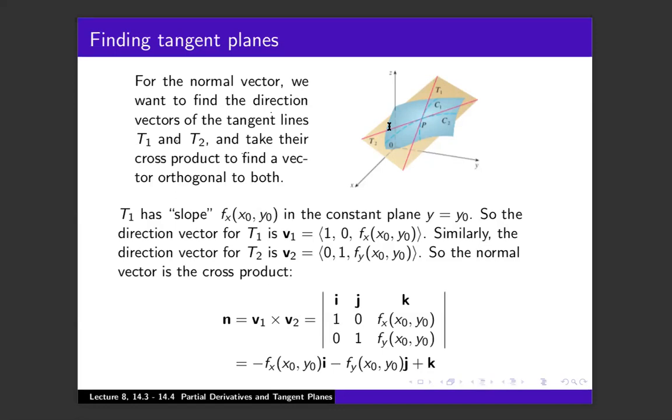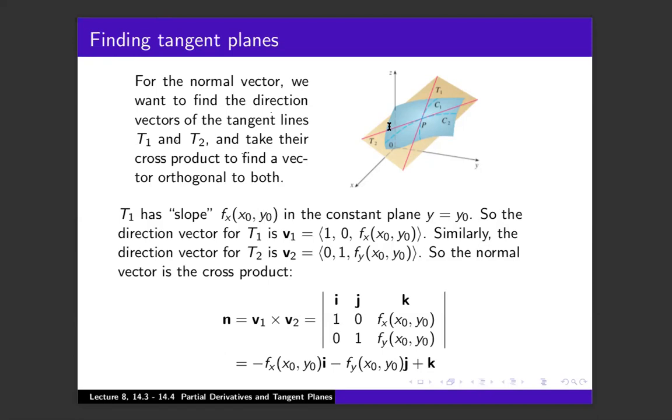Now, the direction vector for t2 is the line along which y varies, but not x. And it's the same story. In that case, the x component is not changing, so x is 0. But the slope is f_y(x naught, y naught). So in this case, we can say that the vector is (0, 1, f_y(x naught, y naught)).